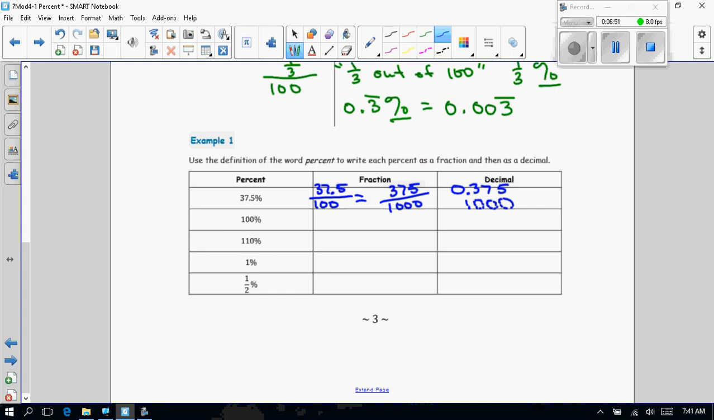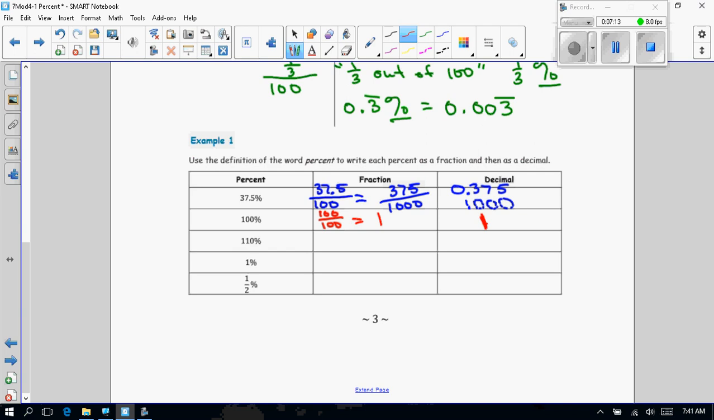All right, let's try 100%. 100% is 100 over 100. But I know 100 divided by 100 equals 1, which as a decimal means it equals 1. Okay, 100%, that means you got everything right. You got the whole test, right? Or you get 100% of a pizza. You get the whole thing.